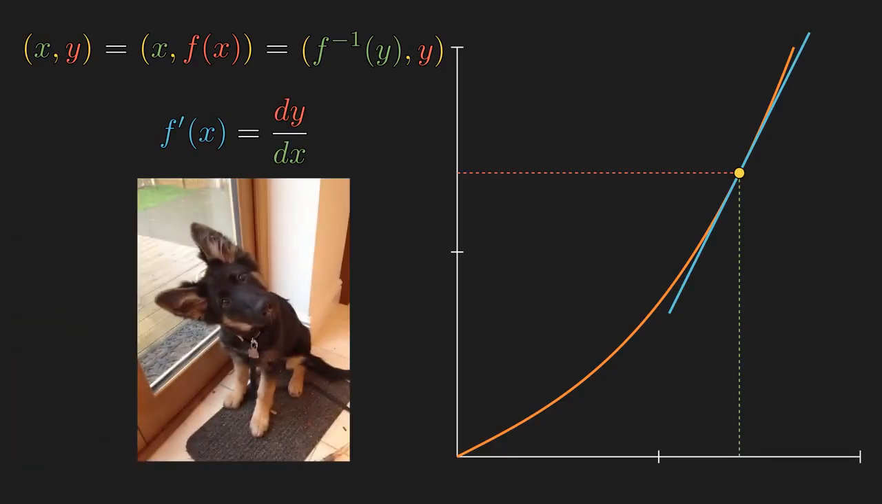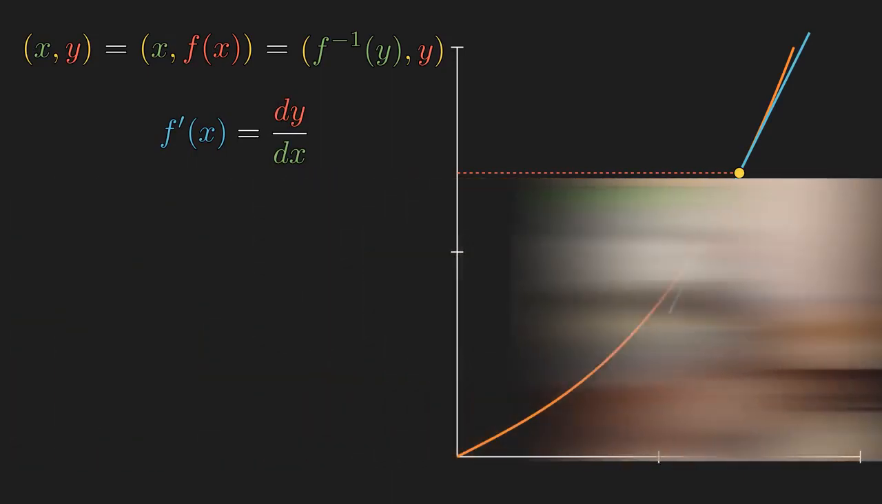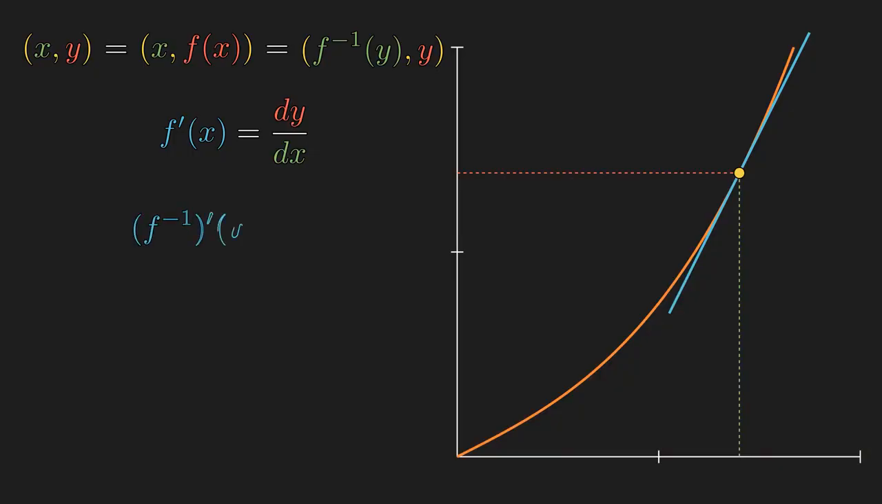Now, do a quick head tilt, and think of y as the input. Then, the derivative of f inverse of y is run over rise at the same point. So the inverse function theorem is basically saying that the derivative of f and the derivative of f inverse are reciprocals of each other at the corresponding point.